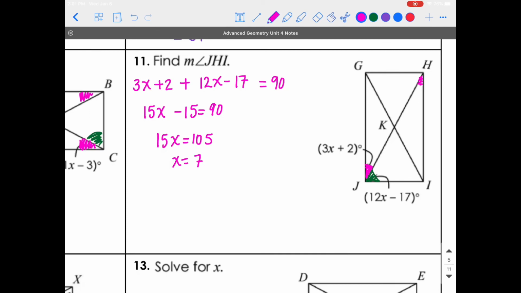Now the question asked me for angle JHI, which is the one I've got colored in, and that one is the same as the 3x plus 2. So the measure of angle JHI, I can just plug in 3 times 7 plus 2 is 23 degrees. Because we know that those are the same.